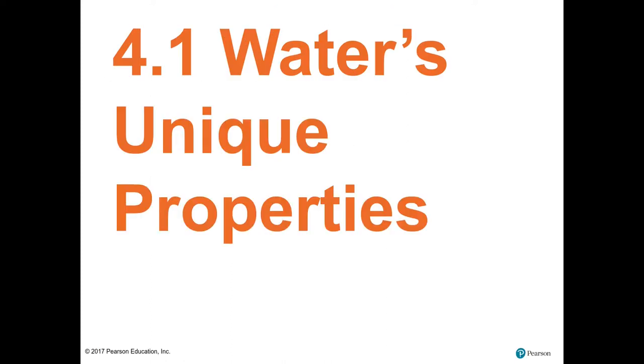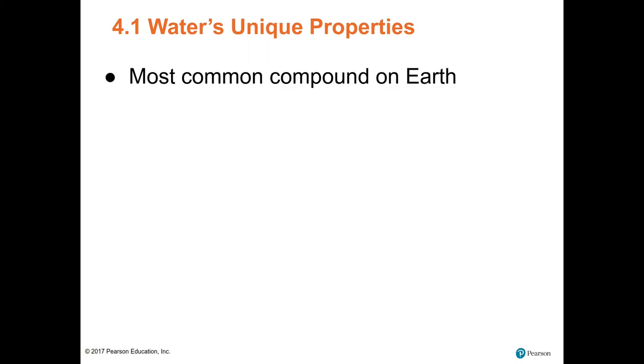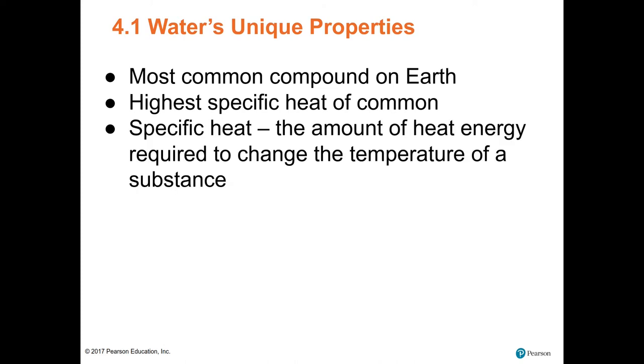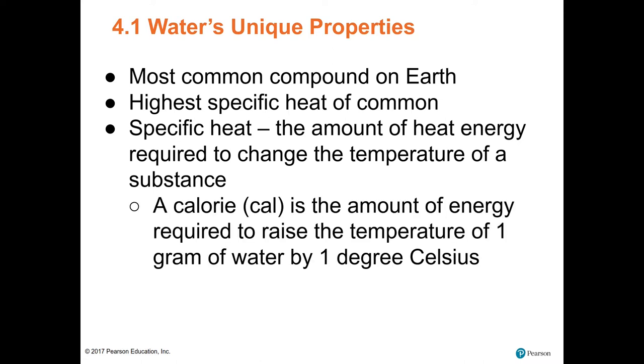So, water's unique properties. It is the most common compound on Earth. It has the highest specific heat of common substances. Remember, specific heat is the amount of heat required to change the temperature of a substance, which is a weird idea itself. But different amounts of heat are required to change the temperatures of different substances. And water has one of the highest specific heats on Earth. That explains things like land-water heating differences and continentality in temperature ranges.